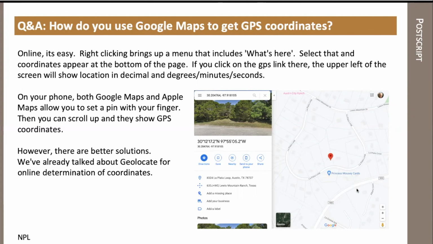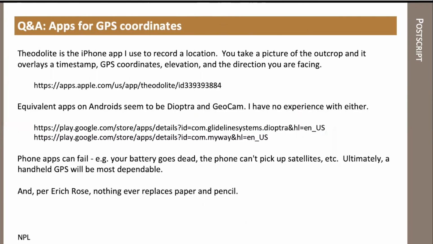Apple Maps and Google Maps on your mobile app also allow you to do this, though it's not quite as trivial. You use your finger to drop a point, and then you can flip up the bottom of the page on your mobile app, and both of them show you GPS coordinates. However, there are better apps for that.